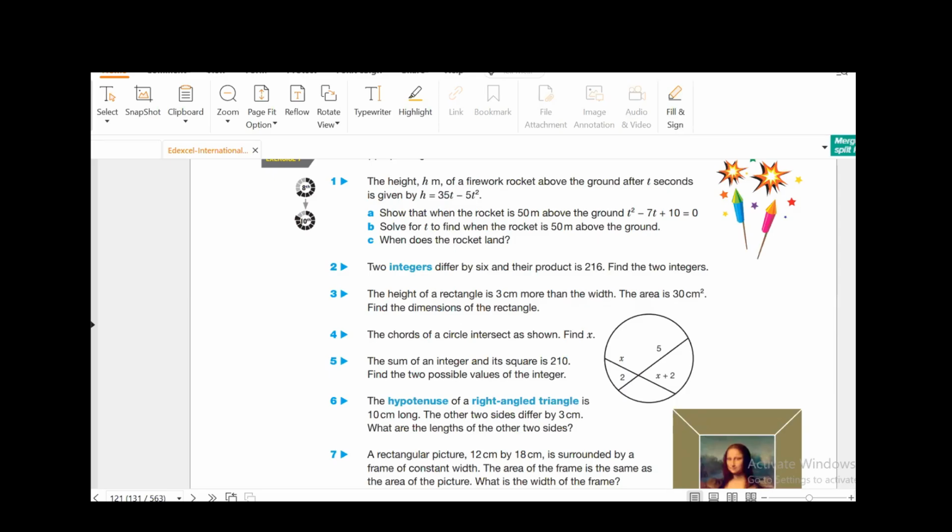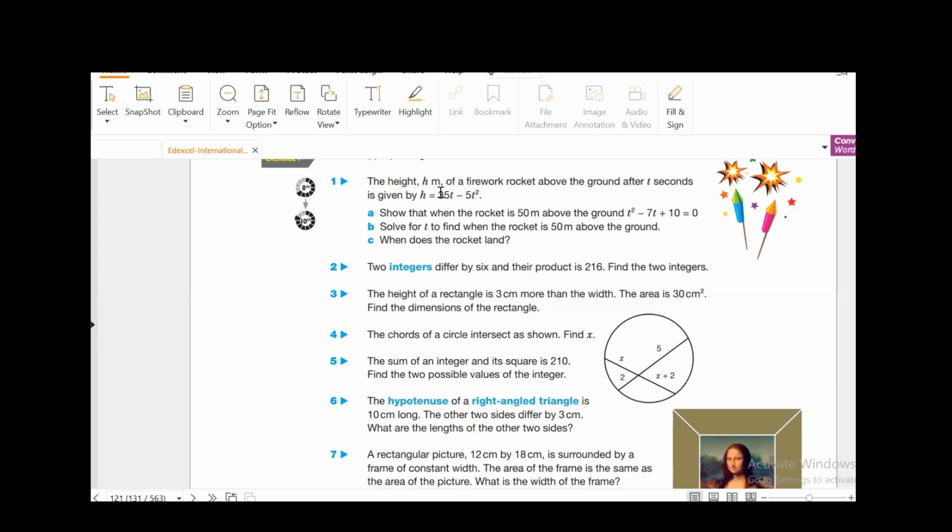Today we will discuss quadratic equations, where we can apply the factorization concept, the completing square method, as well as the quadratic formula. So these questions are problems leading to quadratic equations. Have a look first.